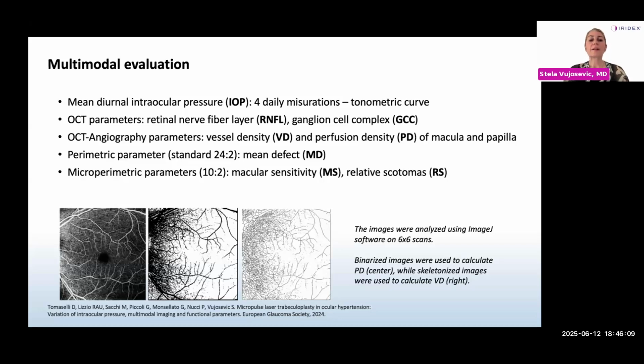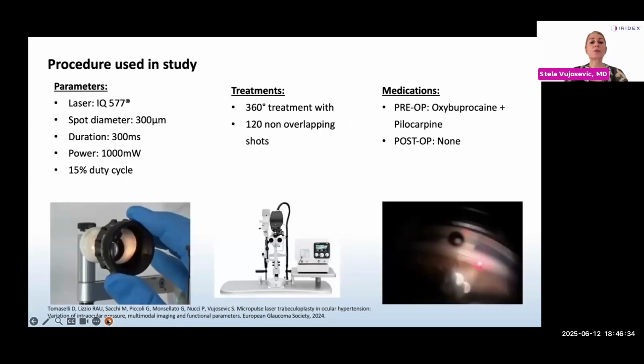The OCTA was evaluated in the macular area on 6x6 scans, and the images were binarized for the evaluation of the perfusion density. You can see it in the center image. They were skeletonized in order to evaluate the vessel density, so the image on your right. So the parameters are our standard parameters that I already mentioned.